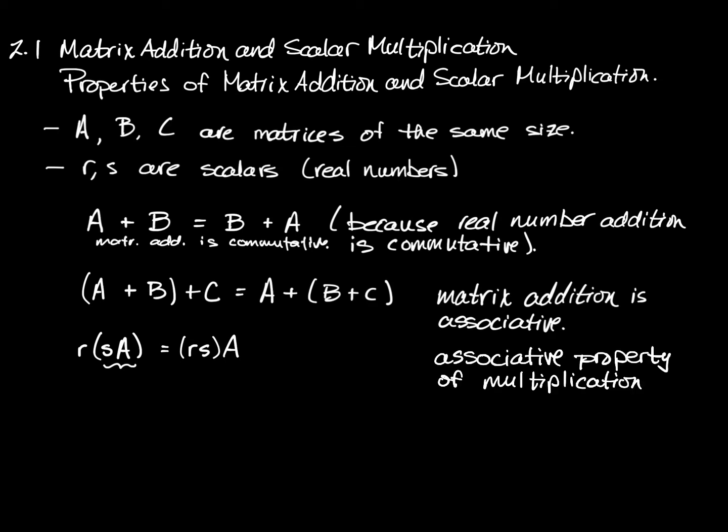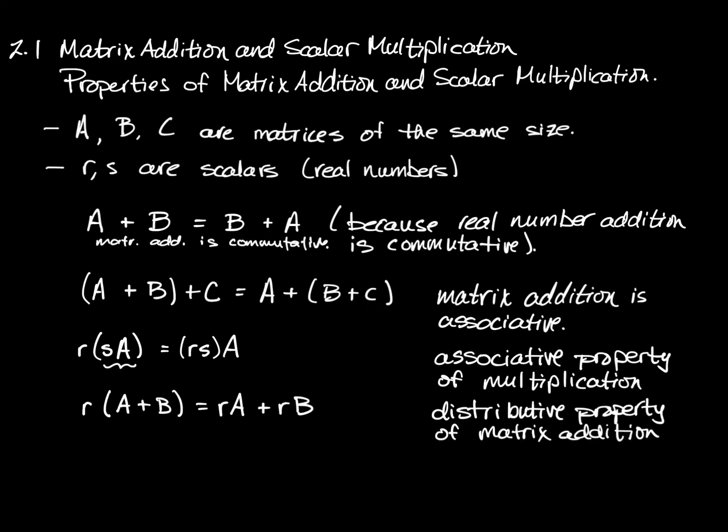Okay. Another one of our properties is what we're going to call the distributive property of matrix addition, and that says that some scalar times the sum of two matrices is the same as if you took each matrix and scaled it and then added them together. That's called the distributive property of matrix addition.